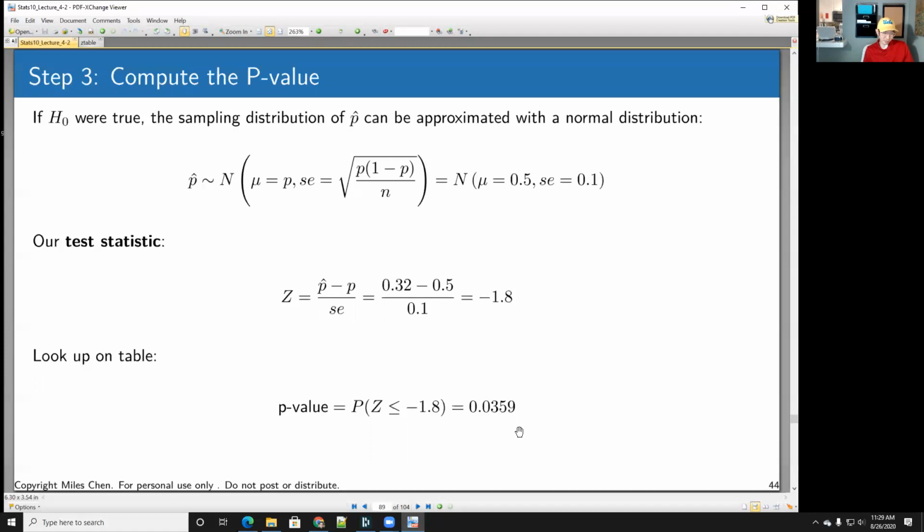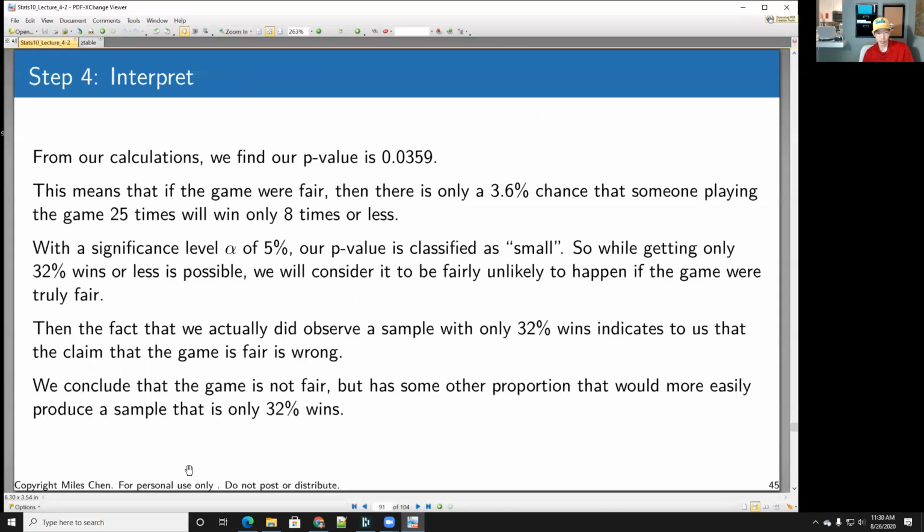So now that we have a choice, you played the game 25 times, you win only 8 times, and you go, man, either I got really bad luck, or the game is rigged against me. The probability of getting only 8 wins out of 25 due to just random chance alone is going to happen 3.6% of the time. So our p-value comes out to be 3.6%, and we have to make a choice.